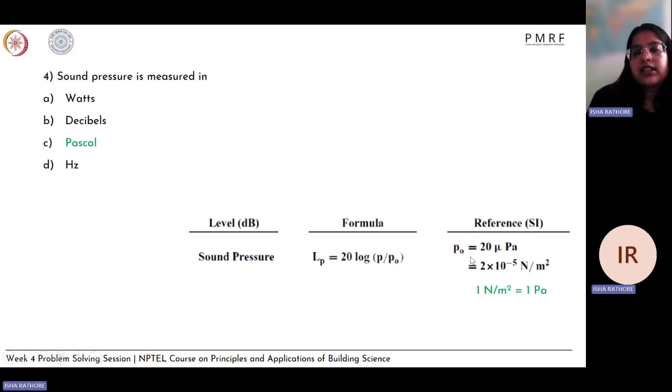So the reference pressure value is 20 micropascals, which is 2 into 10 to the power minus 5 Newton per meter square, or 2 into 10 to the power minus 5 pascals. So C is the correct answer. That is, the sound pressure unit is Pascal.